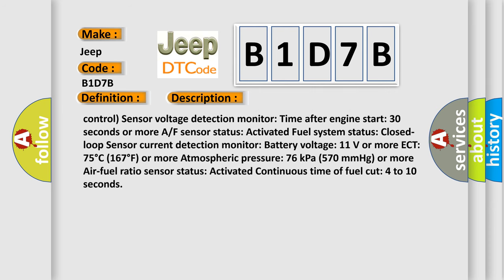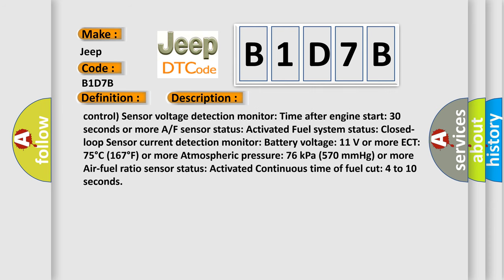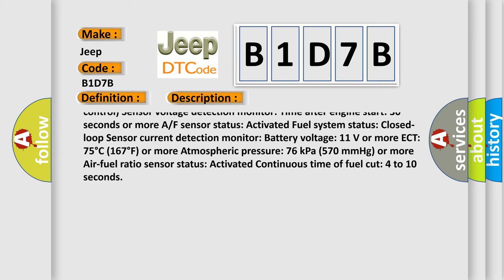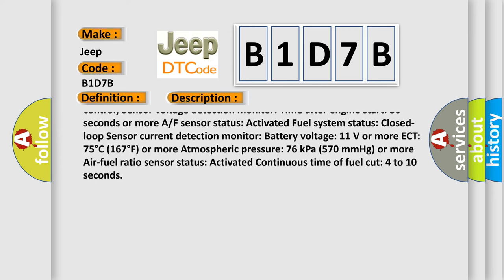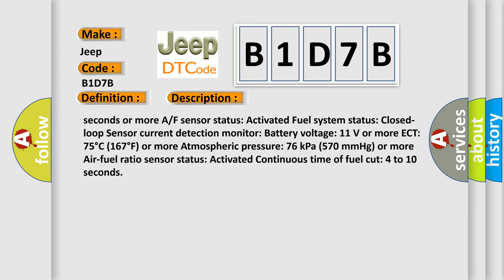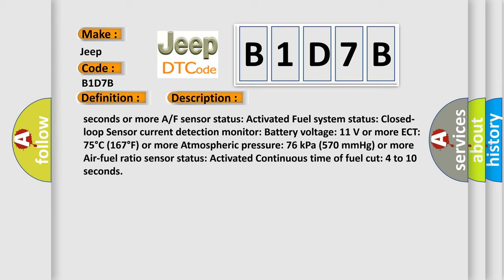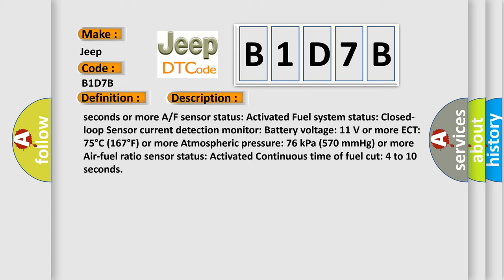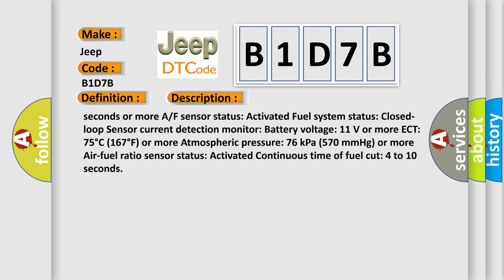Voltage detection monitor: time after engine start 30 seconds or more, A/F sensor status activated, fuel system status closed loop. Current detection monitor: battery voltage 11 volts or more, ECT 75 degrees Celsius (167 degrees Fahrenheit) or more, atmospheric pressure 76 kilopascals (570 millimeters of mercury) or more, air fuel ratio sensor status activated, continuous time of fuel cut 4 to 10 seconds.